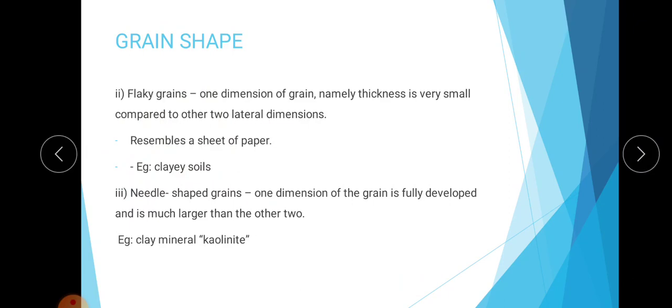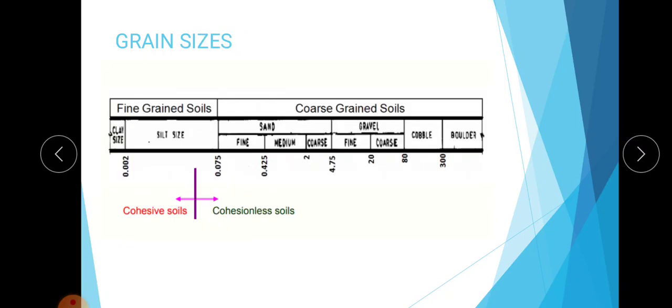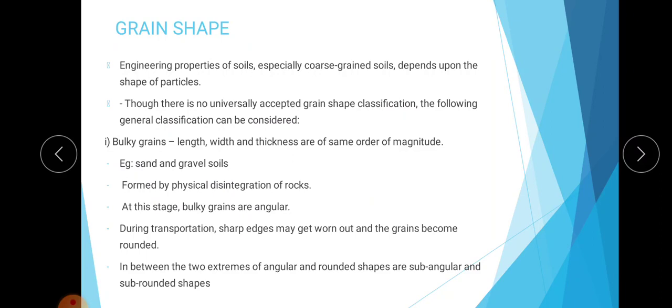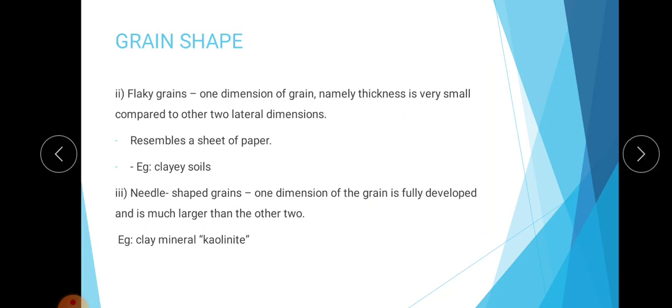And the third one is needle shaped grain. That is, one dimension of the grain is fully developed and is much larger than the other two. So, almost the same as our flaky grain. Example, clay mineral like kaolinite. So these are the important grain shapes. A grain may be a bulky grain, flaky grain or needle shaped grain.